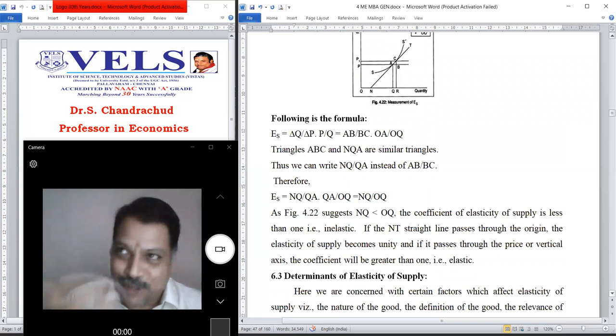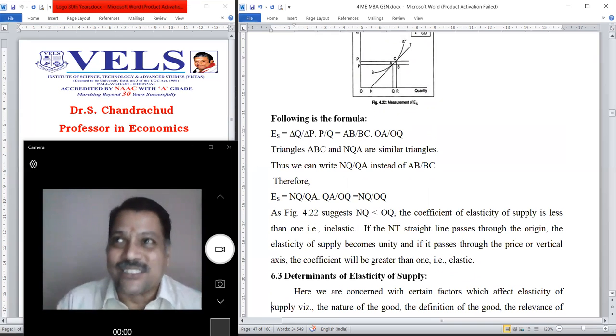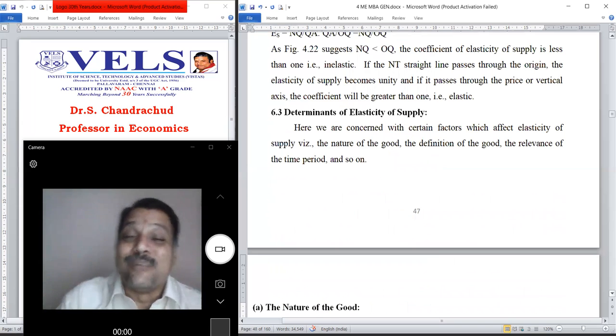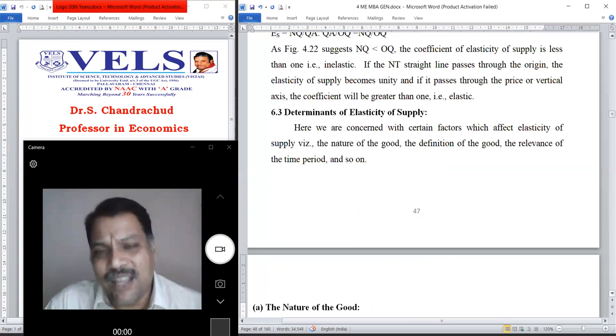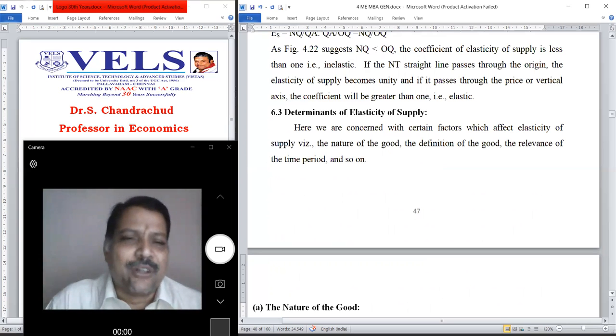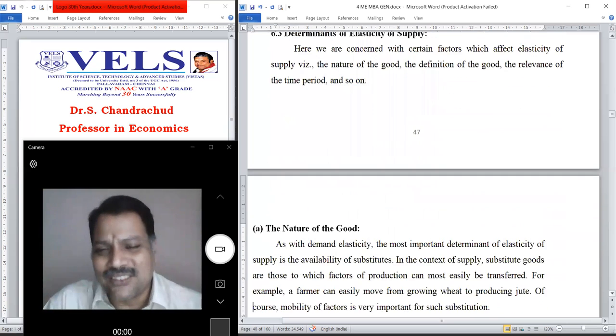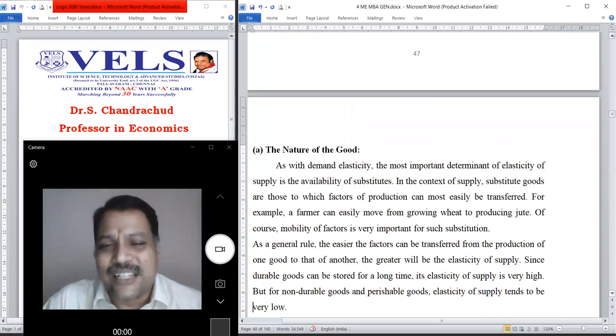Apart from the law of supply and the features and types of elasticity, now we should know what the determinants of supply are. Here we are concerned with the factors which affect the elasticity of supply, namely the nature of goods, the type of goods, the relevance of time period, and so on. There are many factors. Let us start with the nature of the good.